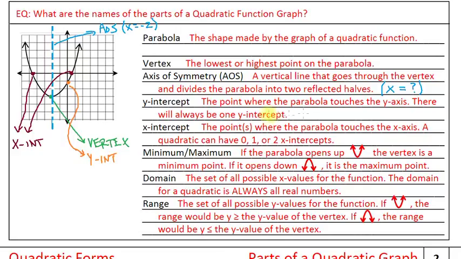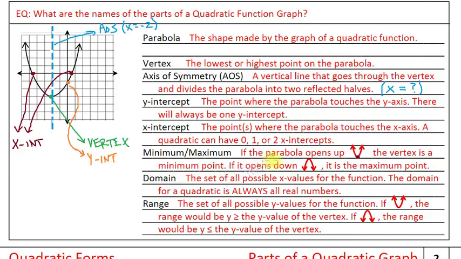Okay. Next thing, minimum or maximum. When you see those words, here's what they mean in this unit. If the parabola opens up, meaning it faces kind of like a bowl that can hold some water, so it's facing up, the vertex is a minimum point. Notice it's going to be on the bottom of the parabola. It's the lowest or smallest value of y.